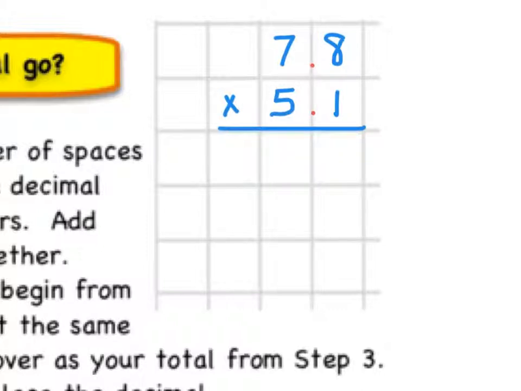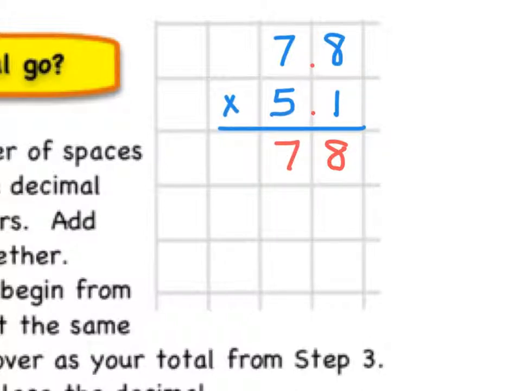Now that I've lined the problem up, I'm going to multiply as if I had no decimals in place, just like I would multiply two whole numbers. So I'm going to begin with my 1. I'm going to multiply it by my 1's place here, and I'm going to get an answer of 8. So 1 times 8 is 8. And then I'm going to move on. I'm going to multiply the 1 by the 7 over here, and I'm going to get an answer of 7.